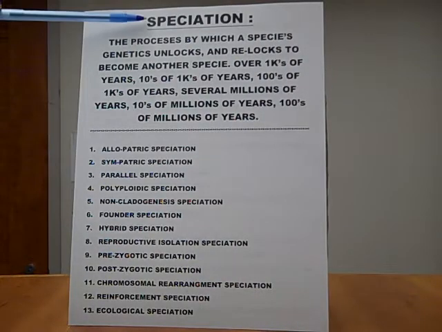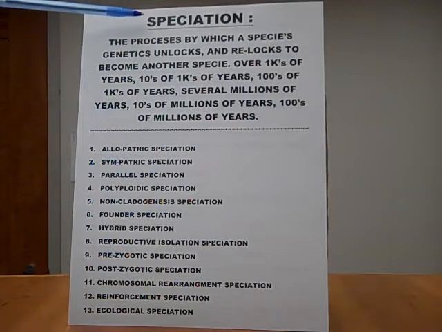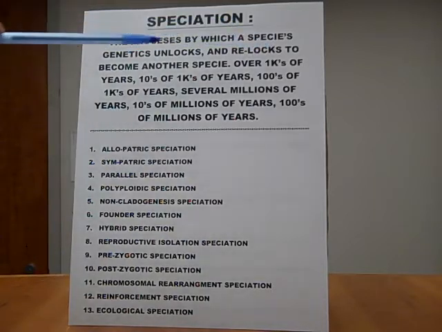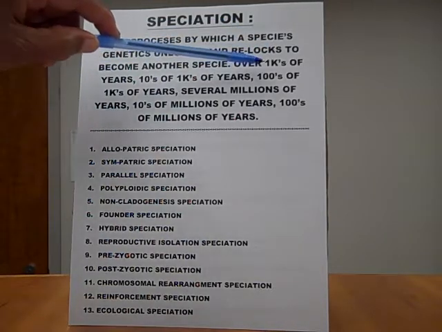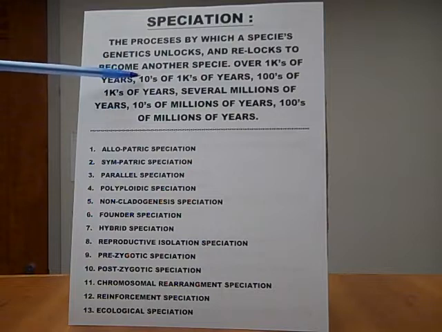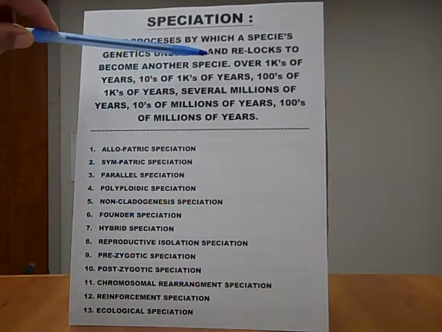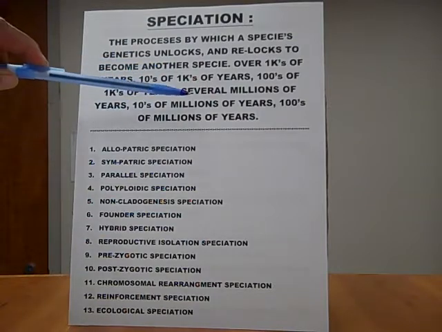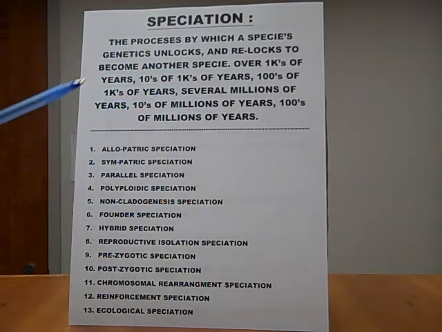Now, speciation. Speciation is the process by which a species' genetics unlocks and relocks to become another species over thousands of years, tens of thousands of years, hundreds of thousands of years, several millions of years, tens of millions of years, hundreds of millions of years.